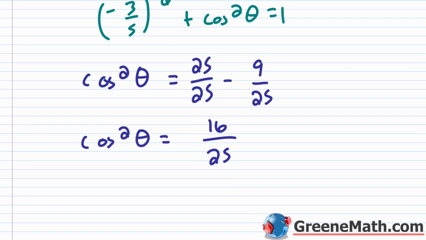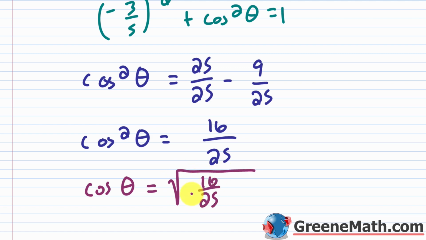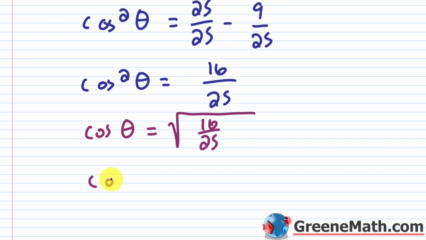So when I use my square root property, I'm going to say that the cosine of theta is equal to the principal square root of 16 over 25. Again, you don't want the negative square root there because you're in quadrant 4 and cosine is going to be positive. So the cosine of theta is equal to the square root of 16, which is 4, over the square root of 25, which is 5. So my cosine of theta is 4/5.